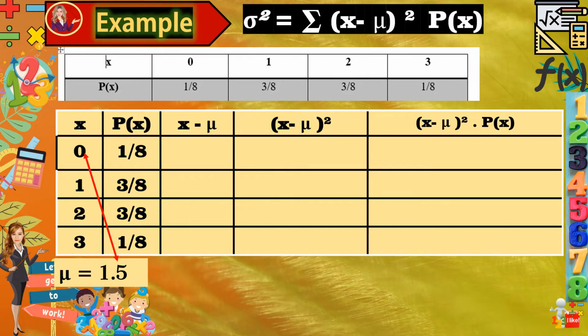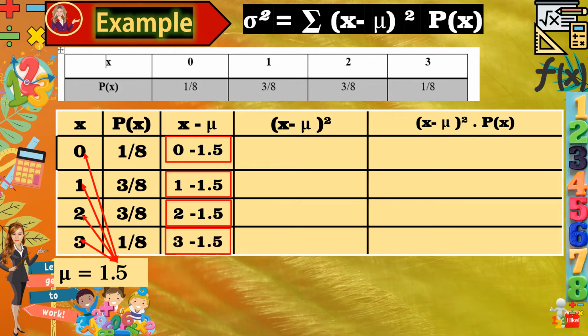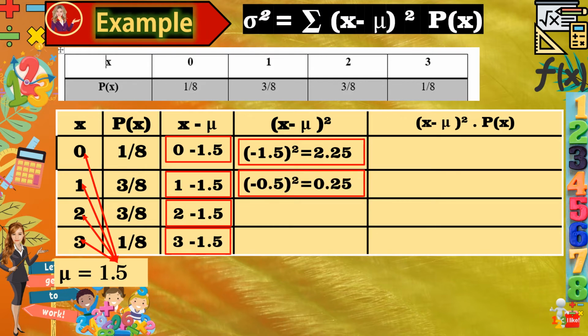So 0 minus 1.5, 1 minus 1.5, 2 minus 1.5, 3 minus 1.5. Then after that, get the result and square it. We have now negative 1.5 squared, and that is 2.25. Next, 1 minus 1.5 will give you negative 0.5. Then you must square it.